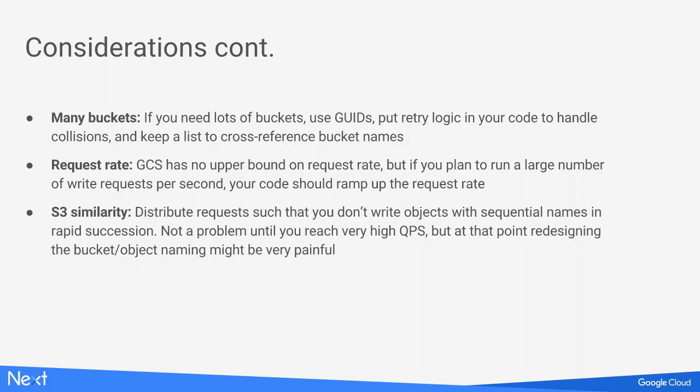Additional considerations: if you have lots of buckets, use GUIDs instead of names. Request rates: if you are planning to do a lot of write requests, you want to scale up gradually instead of hitting the system all of a sudden. We do have certain similarities with S3: if you have sequential names, you probably don't want to write the objects with sequential names one after another, because that will impact performance as well.